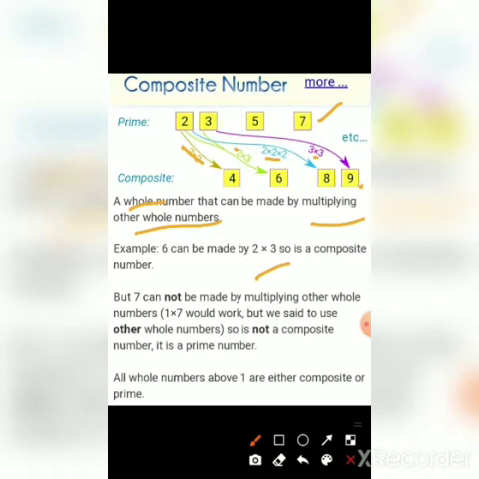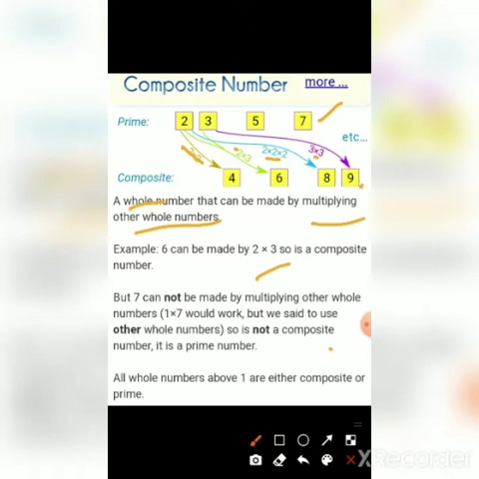2 is a prime number. Multiply by other whole numbers: 2 multiplied by 2 is 4, so 4 is a composite number. 8 is also composite and 9 is also a composite number. But 7 cannot be made by multiplying other whole numbers.